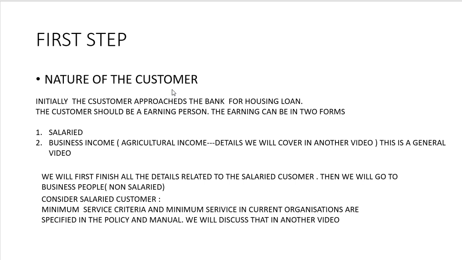So broadly the customers can be categorized into two types: one is business income and the other is salaried income. There may be other income from agriculture, but ultimately agriculture is a kind of business itself. So the broad categorization is that a customer is of two types, salaried or business. In this video we will understand how to calculate the maximum quantum of housing loan that can be given to a salaried customer.